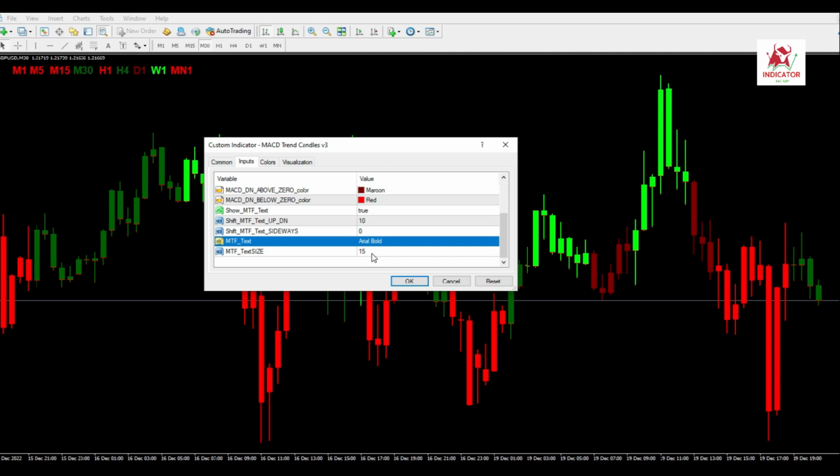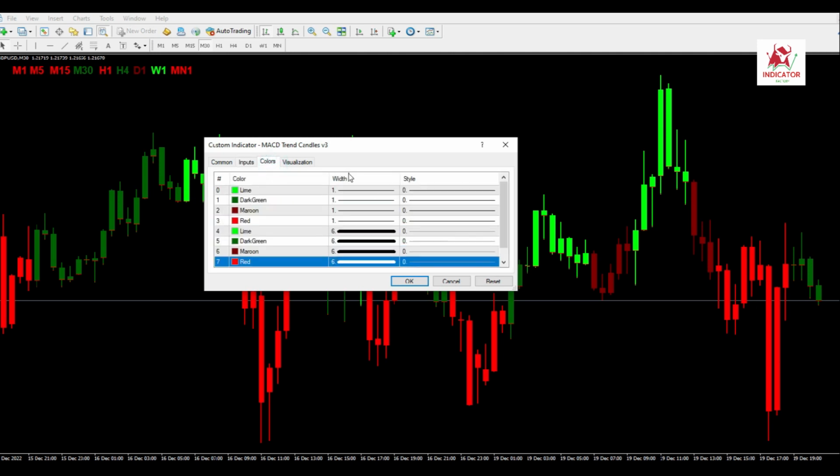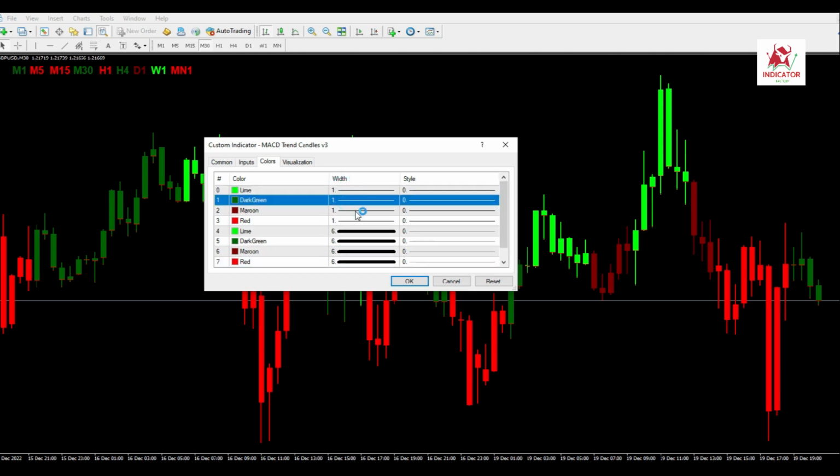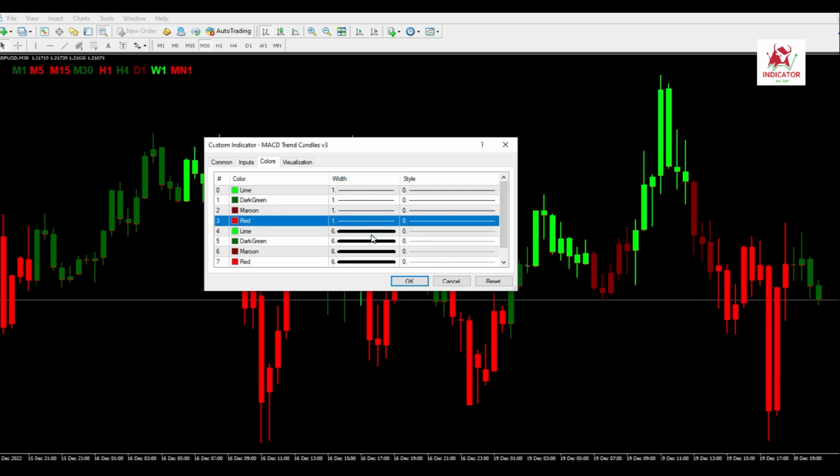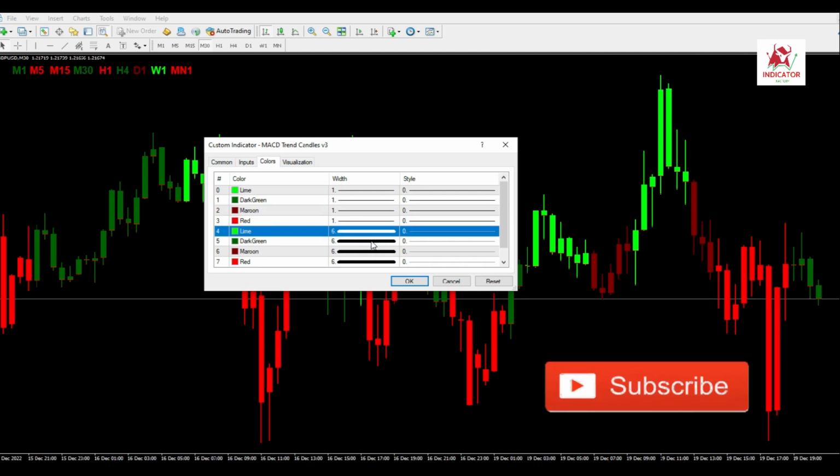The MACD trend candles indicator identifies strong and weak trends and helps you to get quickly in and out of trades. Light green candles represent strong bullish trends. Red candles represent strong bearish trends. Dark green and dark red candles represent a flat, ranging market. This indicator works well for all time frames and all currency pairs.